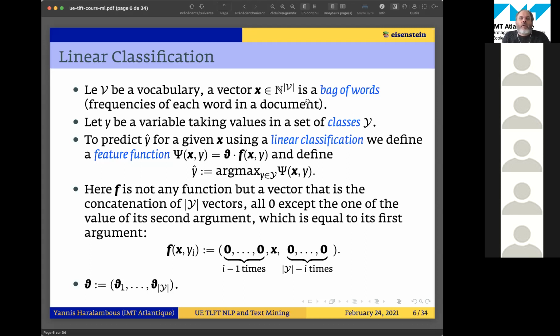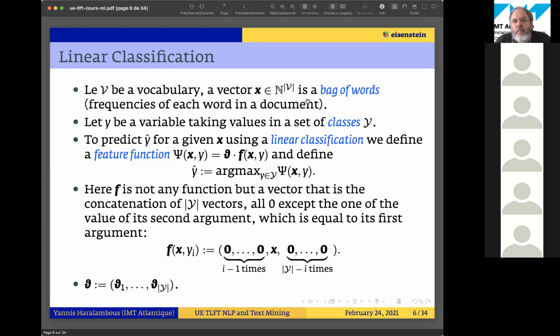So let us start with naive Bayes, which is a linear classifier. So linear classification is whenever your set of individuals can be represented in a way such that you can separate classes using linear objects. So, for example, hyperplanes. So you can have linear separators.